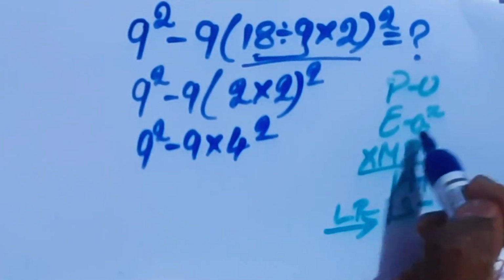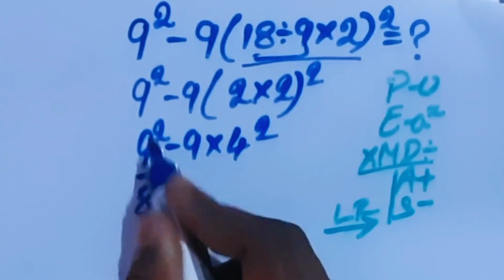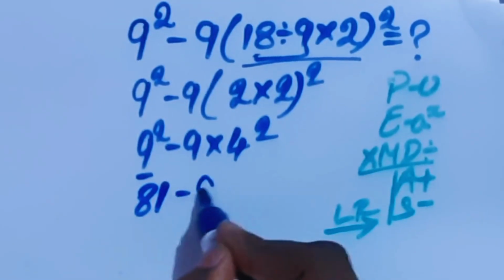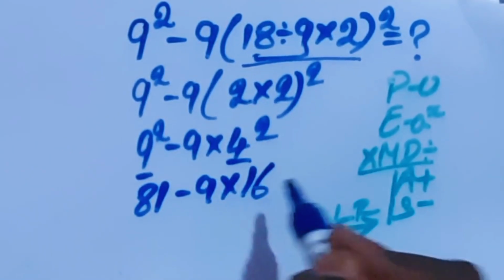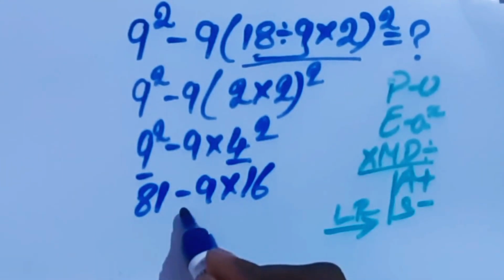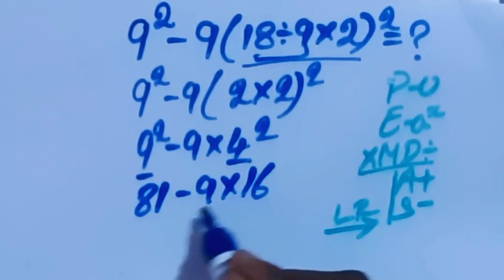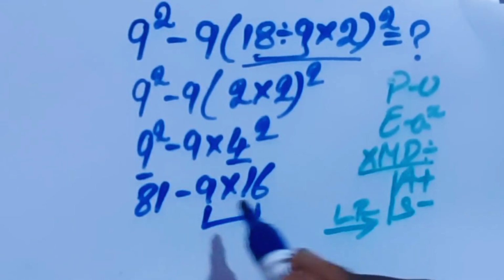Now the next priority is exponent. We have exponent here, which is 9 square is 81 minus 9 times, this exponent is 16. Now we have here subtraction and multiplication. Multiplication is higher priority than this subtraction. So we have to do this before this subtraction.